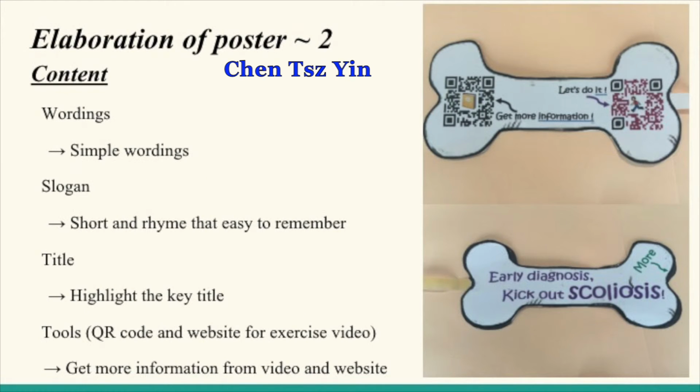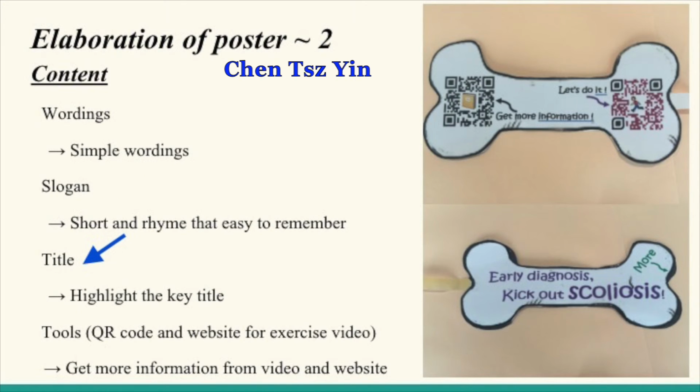And for part 2 content, first we have used some simple wording such as to exercise regularly, maintain a good posture, and maintain a balanced diet. These simple sentences are easy to understand, and not many words will get more attention. And second, we have used a short slogan that may be easy to remember: early diagnosis kicks out scoliosis, and it's easy to pronounce and easy to remember.